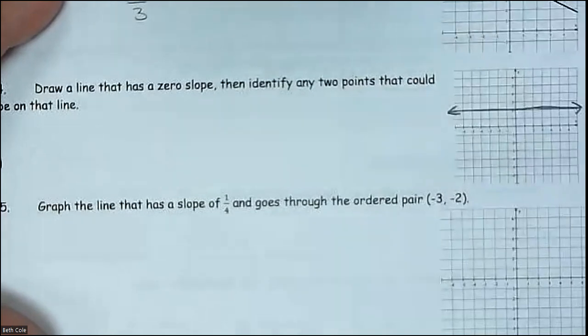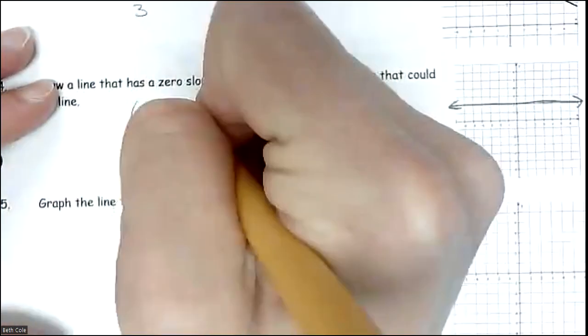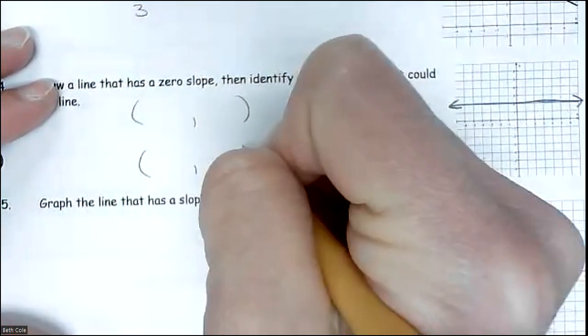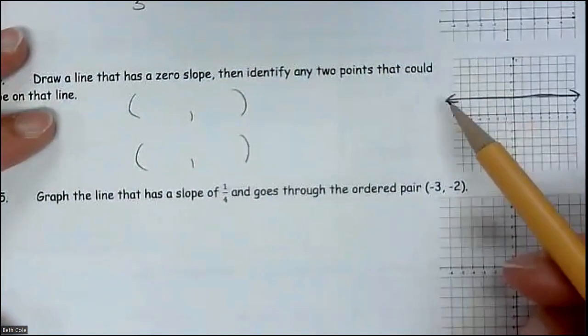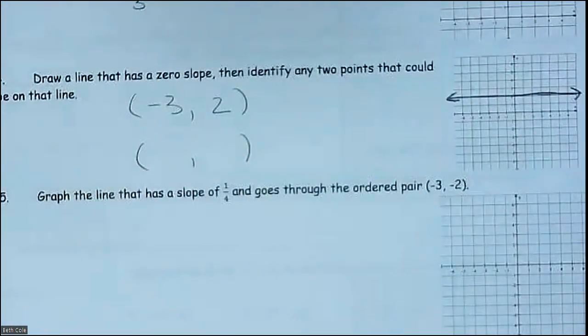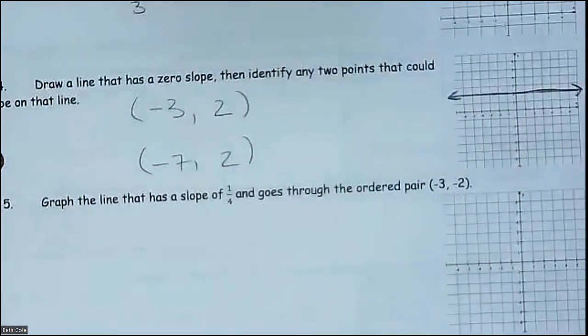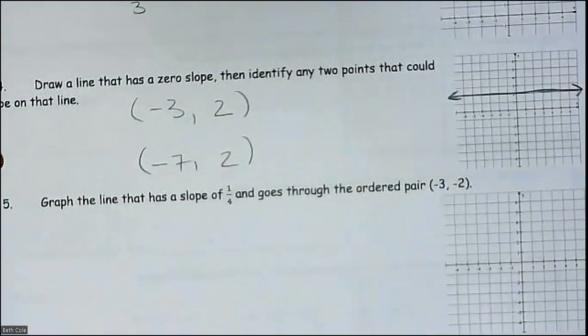But it didn't say where, so technically you can draw yours anywhere you want, but it does have to be horizontal. And then all I'm asking you for is 2 points that are on the line. So for mine, because I drew it at 2, what's an example of a point that's on that line? Yeah, -3, 2, or -7, 2, or 0, 2, or 5, 2, anything, comma 2.